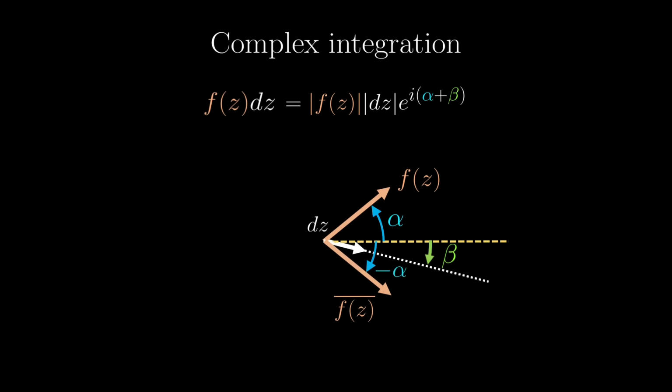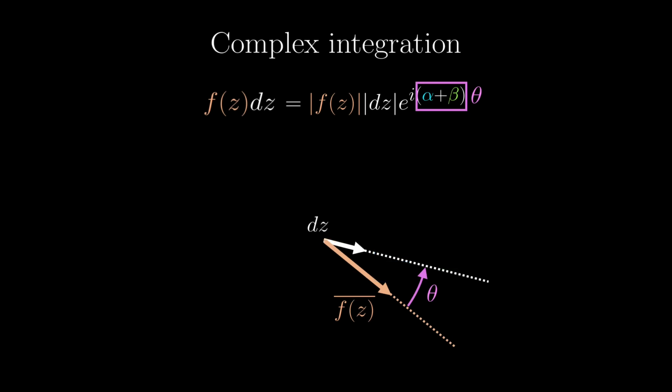But the angle between f bar and dz is special. If we call this angle theta, then it is precisely the difference between the angles beta and negative alpha. And in fact, theta is just alpha plus beta. Let's clean things up for a bit. The only angle we'll be dealing with from now on is theta. By Euler's formula, we can rewrite e to the i theta. Now, does the first term here ring a bell?